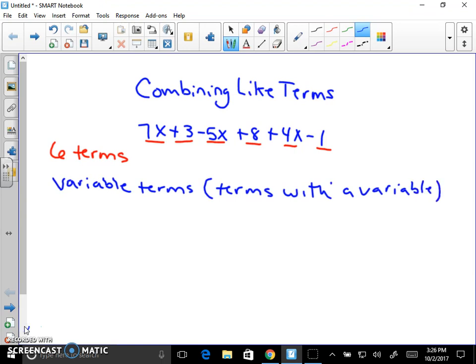Okay, terms with a variable would be, for example, let me underline them, 7x, negative 5x, notice the sign goes with that number, and 4x.